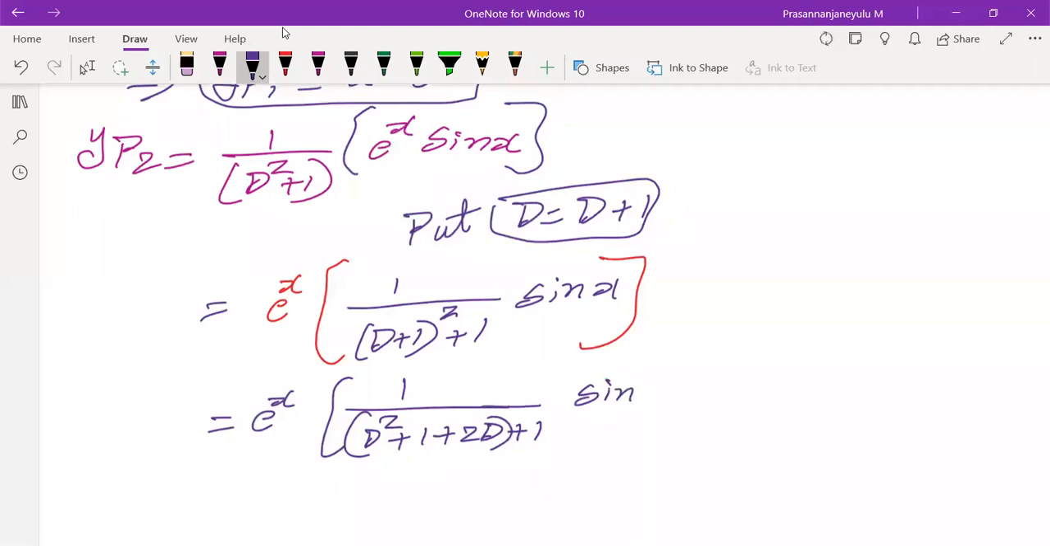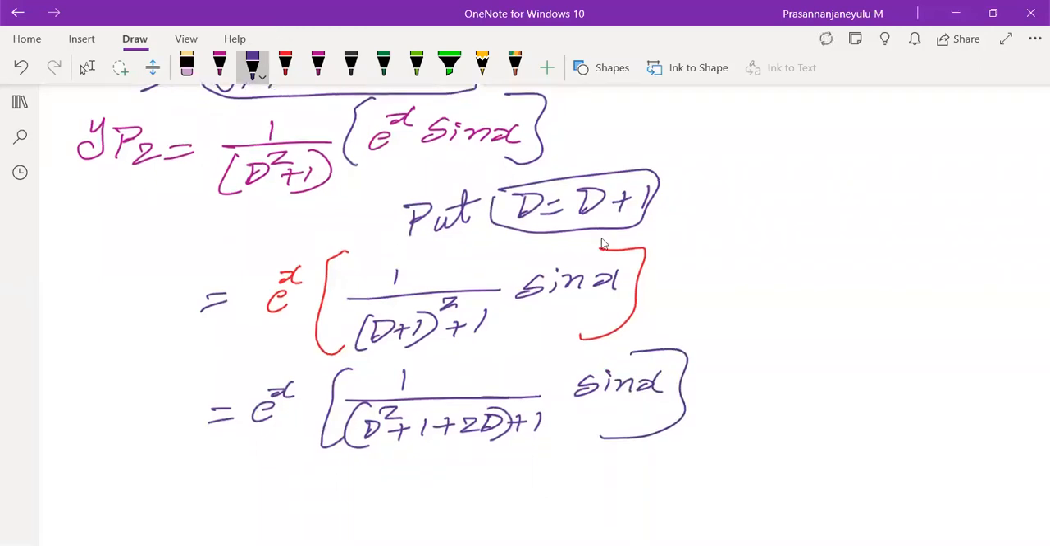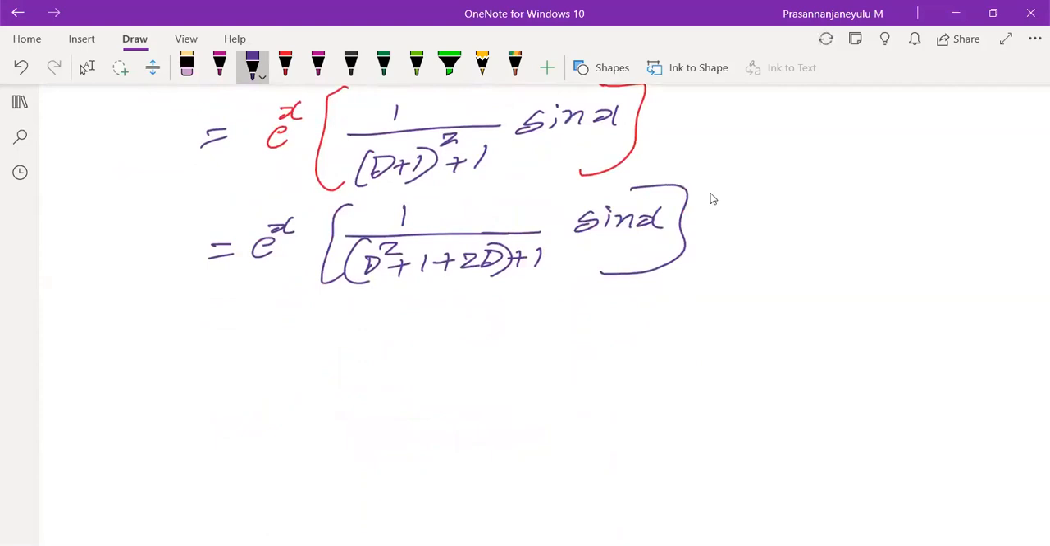Now, according to our procedure, this bracket is in the form of type 2. In type 2, what do we have to substitute? Put d square equals to minus a square. What is the value of a here? The x coefficient inside the sine function, which is 1 square. So we have to substitute minus 1.